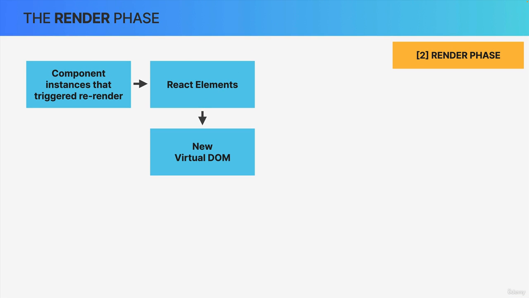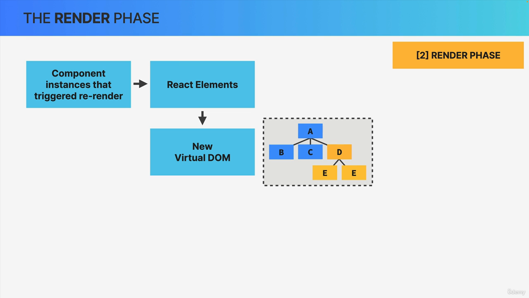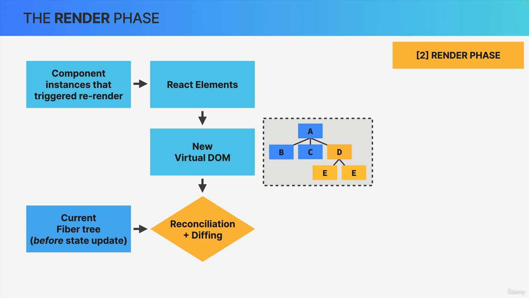Okay, so with this, we now know what this new virtual DOM here means, and so let's keep moving forward. What happens next is that this new virtual DOM that was created after the state update will get reconciled with the current so-called fiber tree as it exists before the state update. Now this reconciliation is done in React's reconciler, which is called Fiber, and that's why we have a fiber tree.